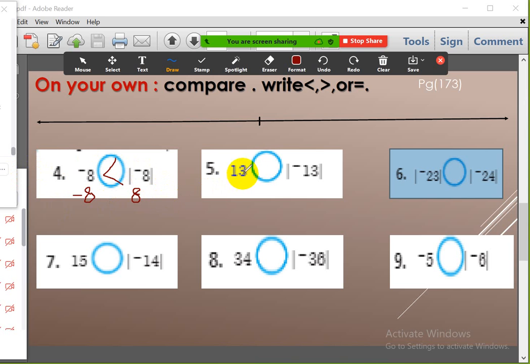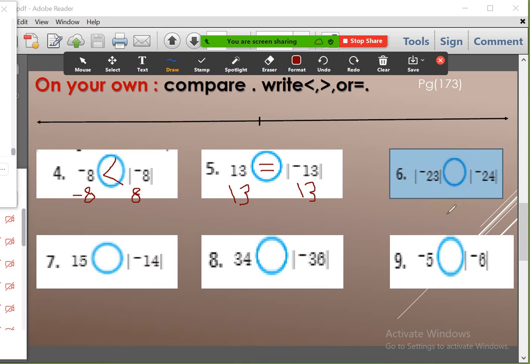Okay, so between 13 and the absolute value for negative 13, the same idea. What is the absolute value for negative 13? It's 13. So I want to compare between 13 and 13. Which one is the greater and which one is the smaller? Look, the numbers are equal here. Now, what about this one? The absolute value for negative 23 and the absolute value for negative 24.